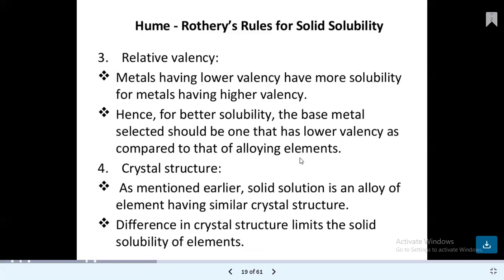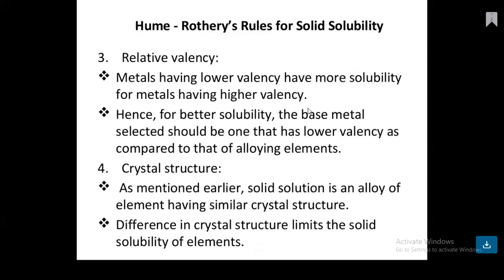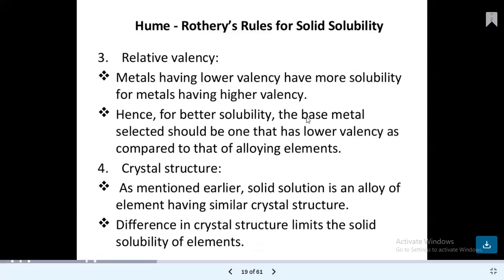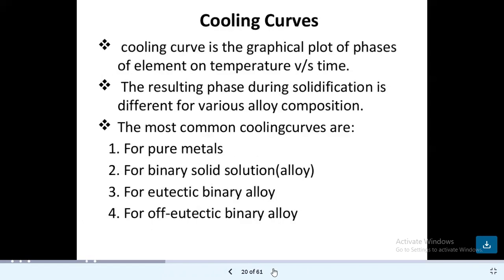Third point is relative valency. Metals having lower valency have more solubility for metals having higher valency. Hence, for better solubility, the base metal selected should be one that has lower valency as compared to the alloying elements. Fourth point is crystal structure. As mentioned earlier, solid solution is an alloy of elements having similar crystal structure. Difference in crystal structure limits the solid solubility of elements.